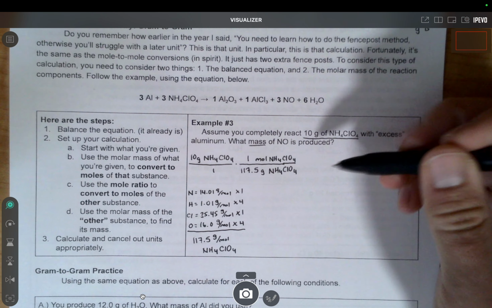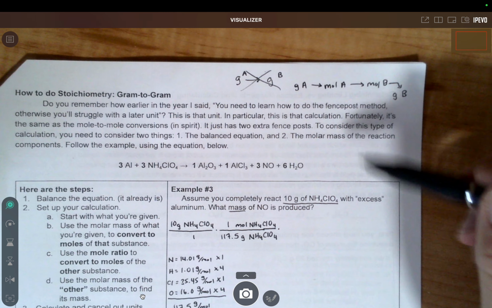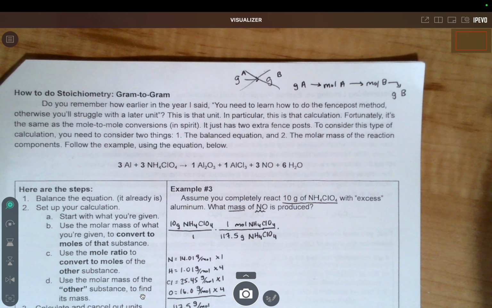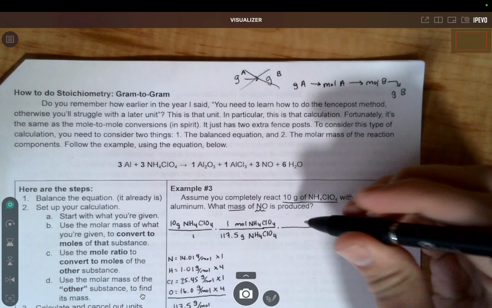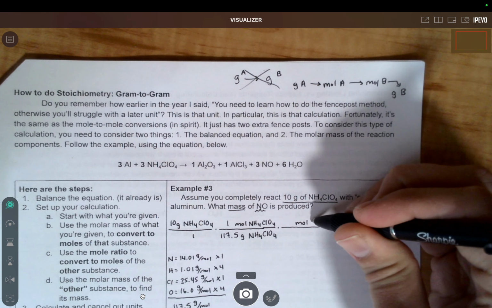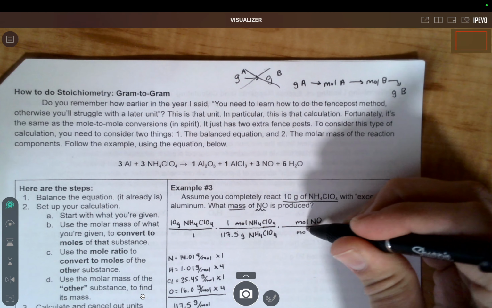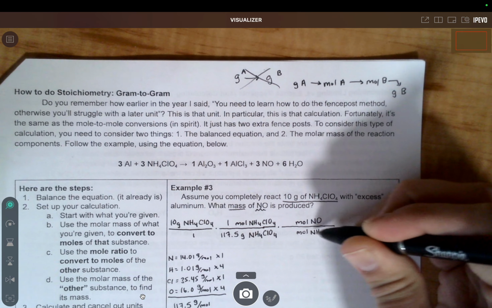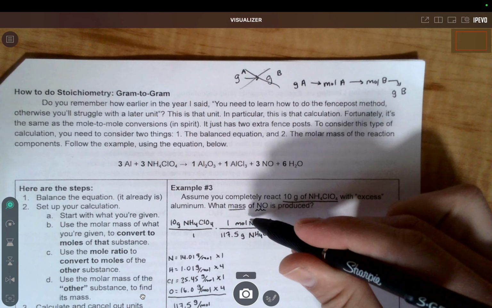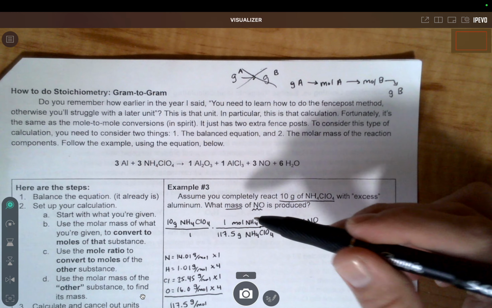Now that I have moles of ammonium perchlorate, I can convert to moles of what I'm looking for, and that is going to be nitrogen monoxide. So I'll set my new fraction up. Moles of NO, and I know I'm going to need to expand that. Moles of NH4ClO4. Why did I put this on the bottom? It's because it will guarantee to cancel out with the moles of ammonium perchlorate in the numerator of the previous term.